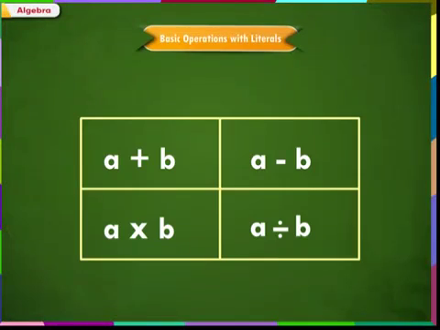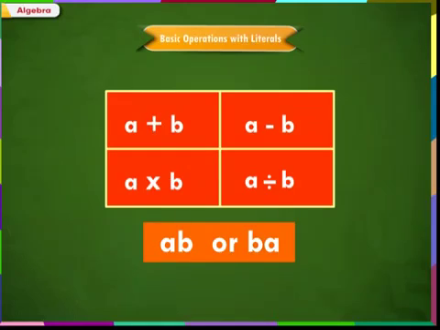Basic operations with literals. There are 4 basic operations in arithmetic: addition, subtraction, multiplication and division. Similarly, we have all the 4 operations in algebra also. In algebra, all other operations are treated the same way as in arithmetic, but the operation multiplication is special in algebra. In algebra, if there is no sign in between 2 variables, this means these variables are multiplied.